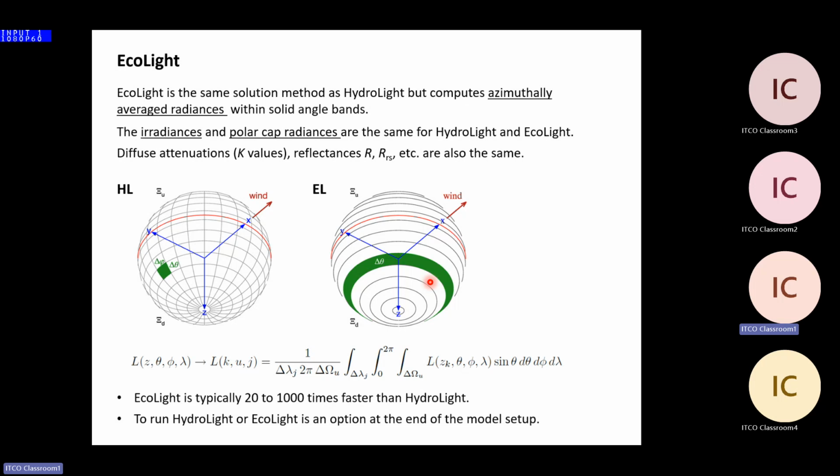All it is, as I say, is specified just at the end of when you configure a run because it takes all the same inputs. So it's just a choice at the end: run Hydrolite or run Ecolite.